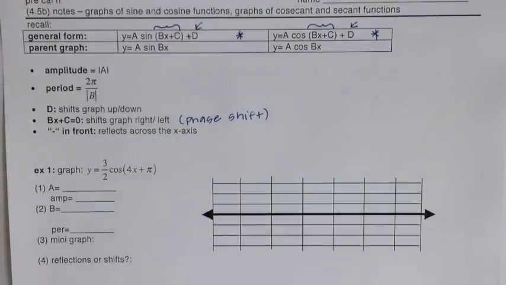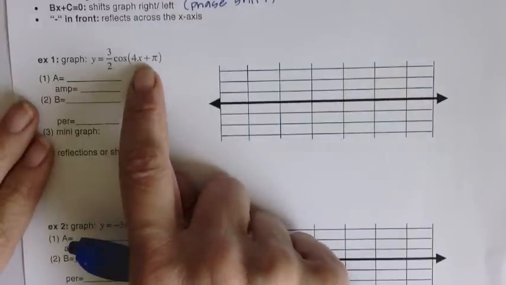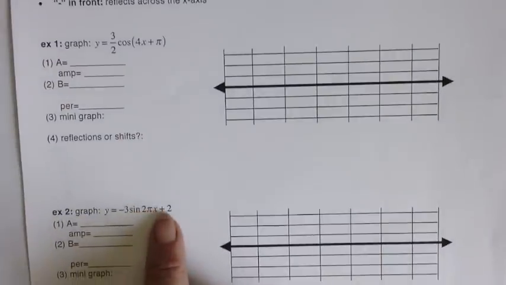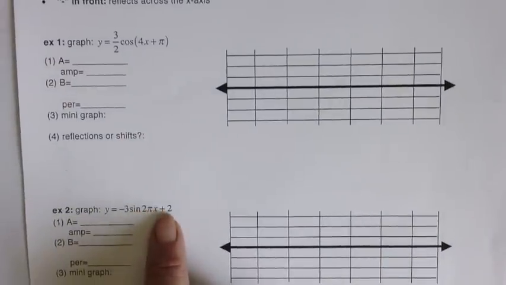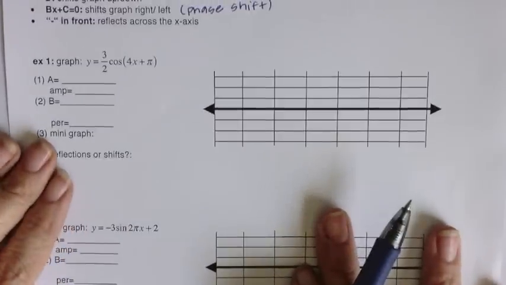Okay, so I do want to point out real quick that if it's going to be part of the phase shift, it needs to be in parentheses. So this 4x plus pi belonged to the phase shift, but that plus 2 right down there does not belong to a phase shift because it's not grouped with the x. It's going to be a vertical shift. Okay, so let's get started.